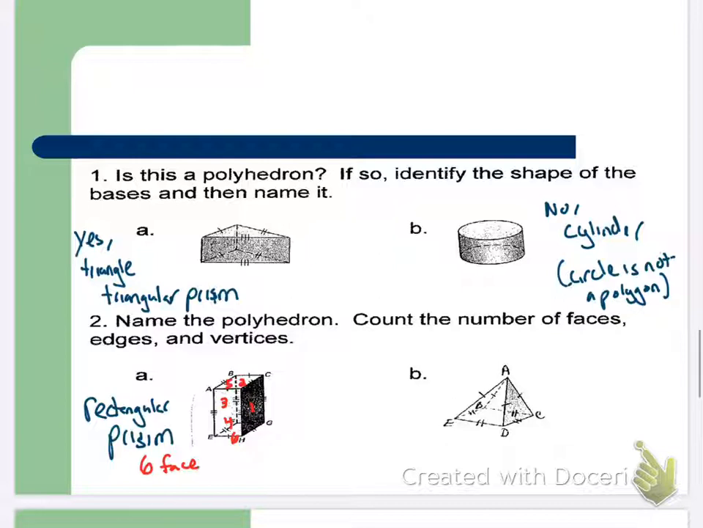Now we had to count the edges. So 6 faces. Let me go over here. Let's erase. Now let's do our edges. So we have 1, 2, 3, 4, 5, 6, 7, 8, 9, 10, 11, 12. 12 edges. Okay, and then let's count our vertices. So that's where the edges meet. So we have 1, 2, 3, 4, 5, 6, 7, 8 vertices.